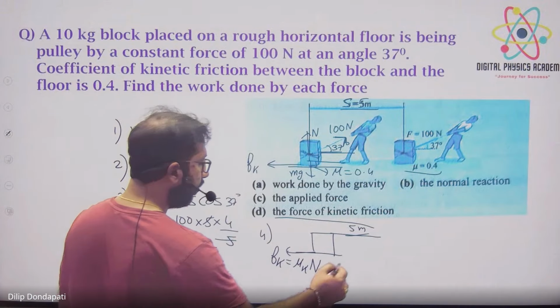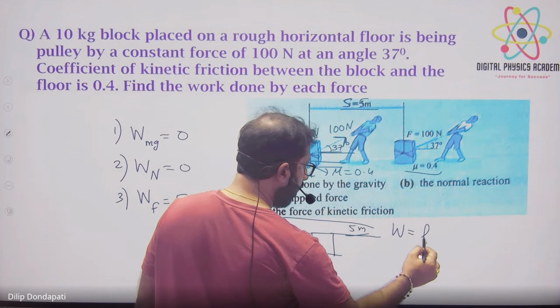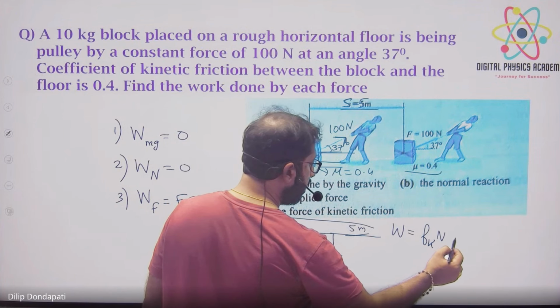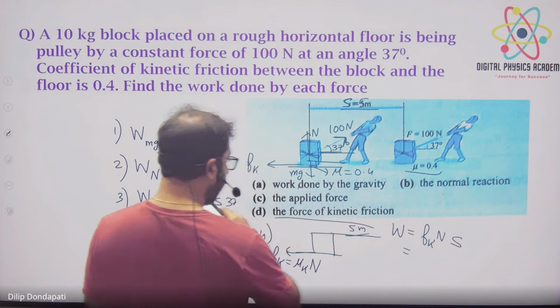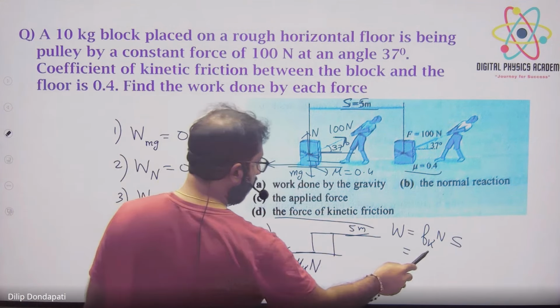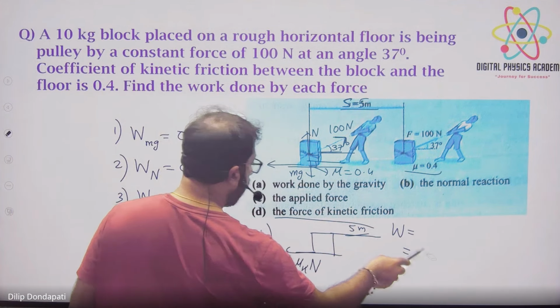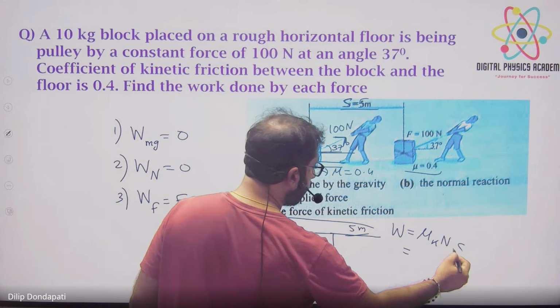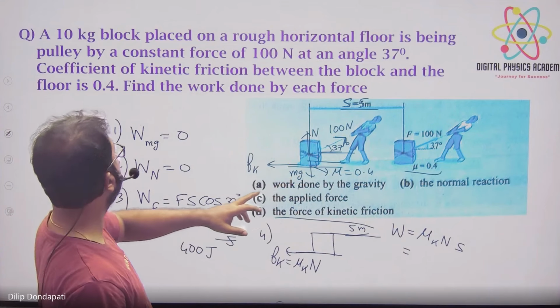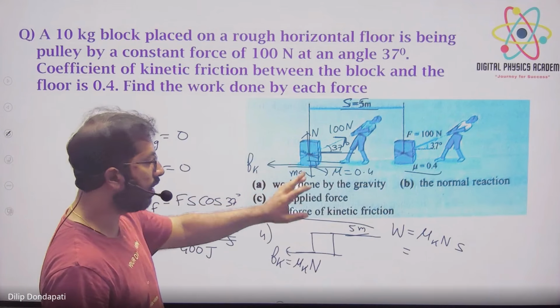So work done कितना होगा? Mu k times N times displacement is S. So Fk is mu k times of N, right. देखो फोर्स की जगह में mu k times of N times of S लगा रहा हूँ। Substitute करो. Yeah, so mu k is 0.4. 0.4 into 100 is 40. 0.4 into m is how much? 10. 10 kg। 0.4 into 10 is 40. Into displacement is 5, right? So 200, right?